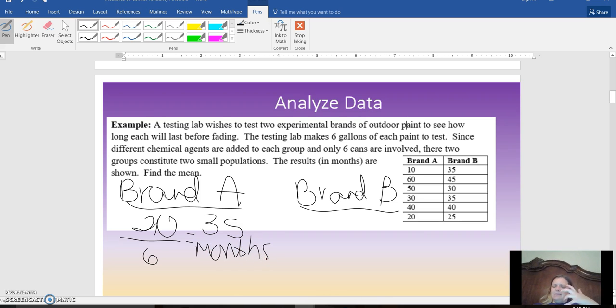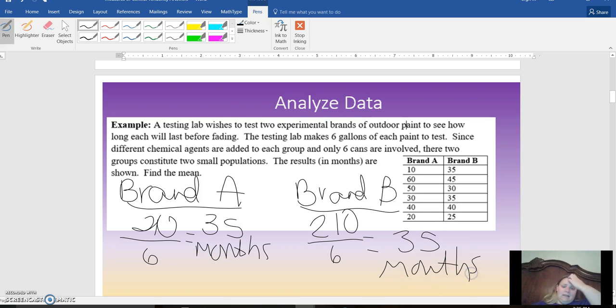All right, so this paint for brand A, on average, a gallon, you put it on your wall or outside, whatever you're going to paint, and it lasts 35 months. All right, let's do brand B. 35 plus 45 plus 30 plus 35 plus 40 plus 20. It also adds to 210, but there's 6 of them. And when I divide by 6, I get 35 months. All right, so both their means are 35.